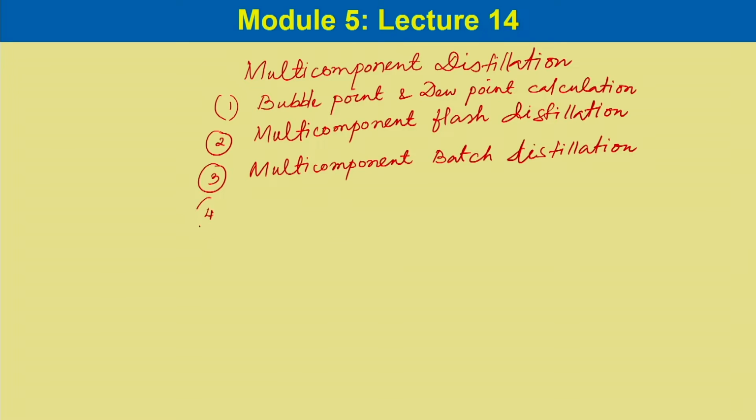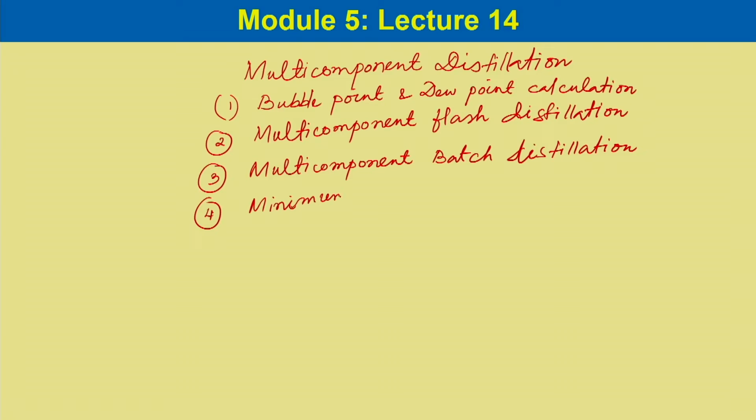We will also consider how to find out the minimum number of plates, that is at total reflux. Then we will consider minimum reflux, and finally, we will consider the approximate method or Underwood method to calculate the compositions of the tower and the number of trays required.